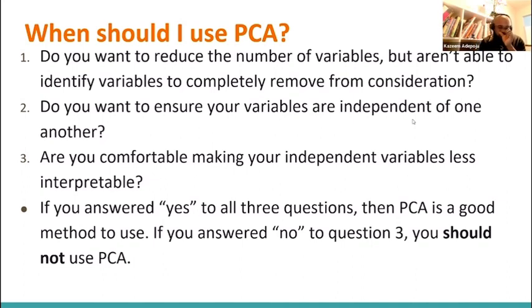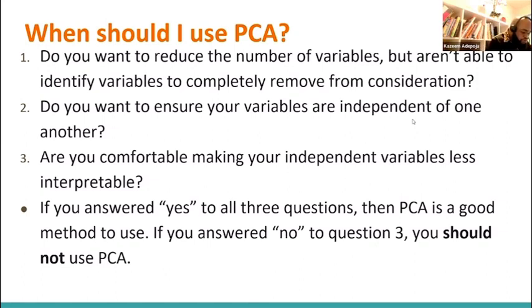I can actually tell you the principal component analysis can guarantee an uncorrelated relationship. What I mean is it is a technique that has proven to convert correlated variables into uncorrelated ones. Then, are you comfortable making your independent variables less interpretable? Okay. And if your answer is yes to all these 3 questions, then the principal component will actually be good to use. But if you answer no to question 3, you should not use PCA.